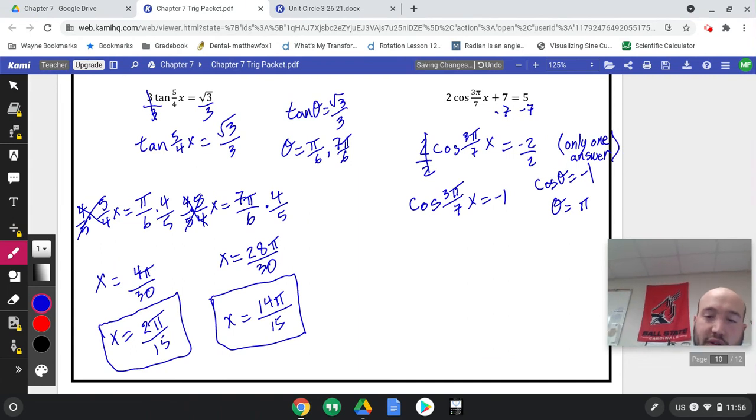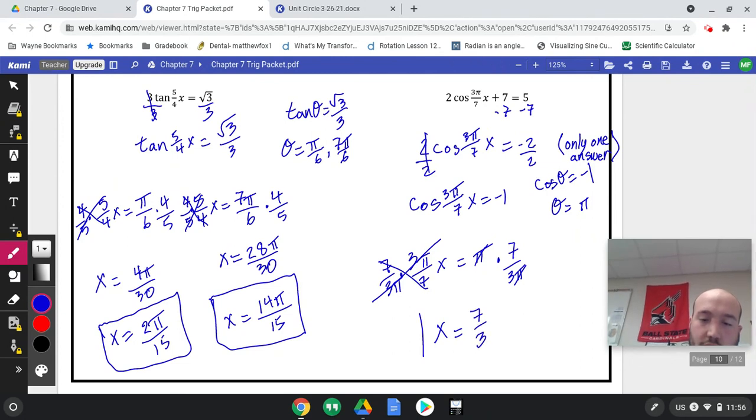So if we set 3 pi over 7 x equal to that pi, and now we'll just multiply by the reciprocal, so 7 over 3 pi, cancels out, times 7 over 3 pi. Once again, the pi's cancel out, and we're left with x equaling 7 over 3.